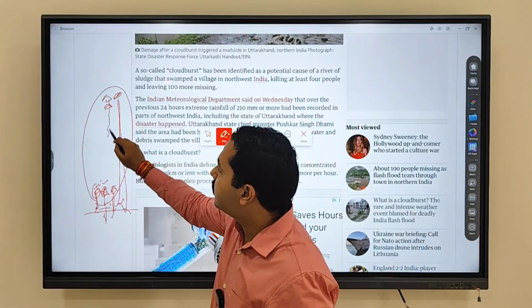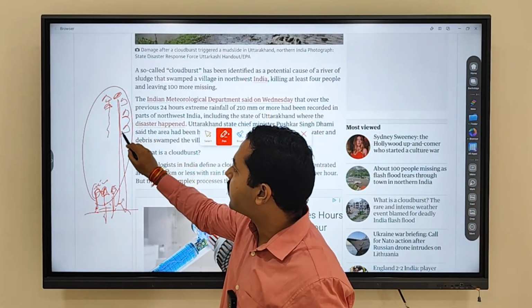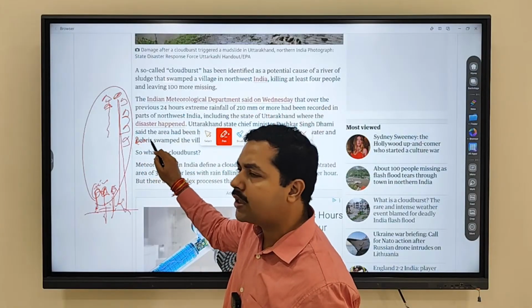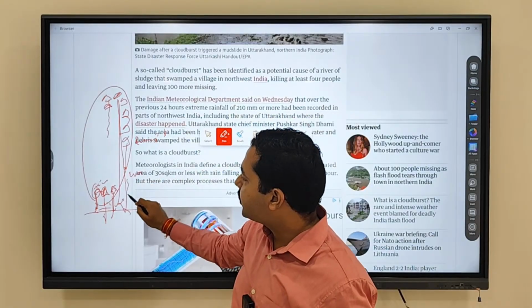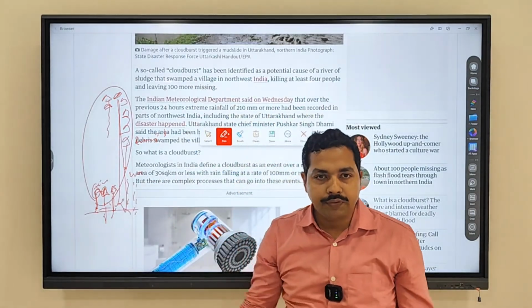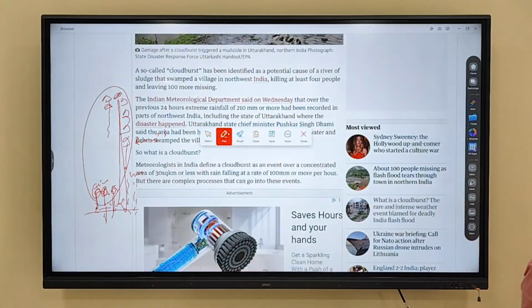So this ice will start to come down. When it starts to come down, temperature will increase as you are coming near to the earth's surface. This ice will melt into water, and that's why you see rainfall in the form of water. Clear? Any doubt regarding this one?